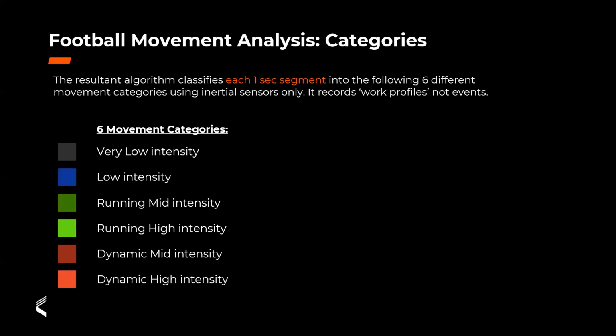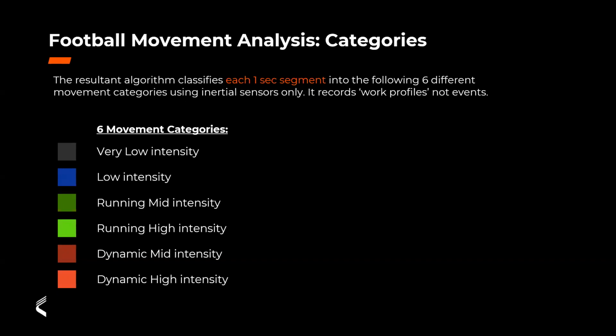The outcome from the work that the data science team at Catapult have undertaken, we call the football movement analysis. The way that it works is that at any point in time in football training or in matches, a player will occupy one of these 6 movement categories. We break it down into 1-second segments. So if we have 10 minutes worth of training activity, then there will be 600 of these 1-second segments, and at any point in time the players will be in one of these categories.